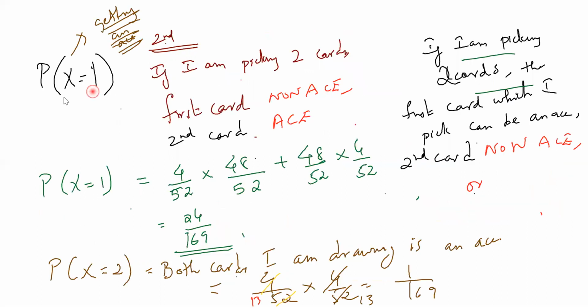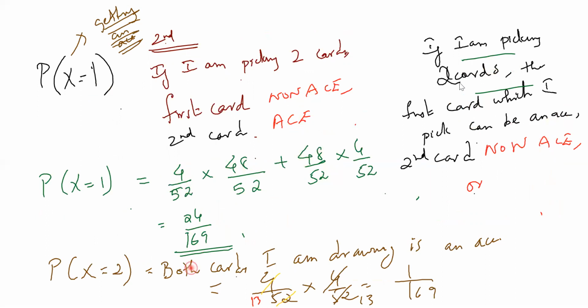Second thing, x is equal to 1, which means first time I'm picking the card. Correct? The first card which I pick can be an ace. Second card a non-ace, but it can also be non-ace first and an ace. Correct? So that's the reason I wrote here 4 by 52. First card I'm picking is an ace. Second card I am picking a non-ace.